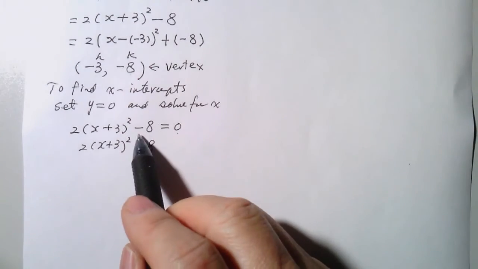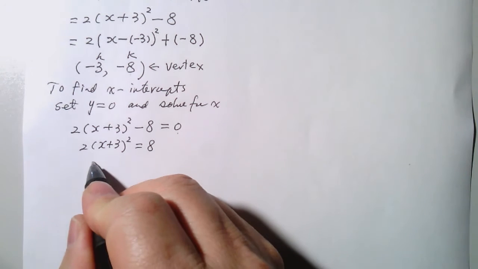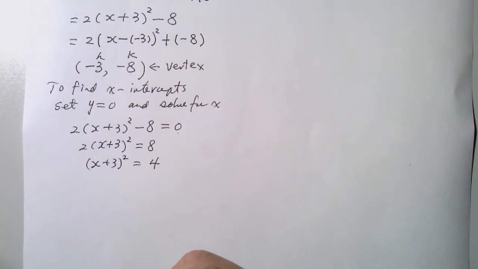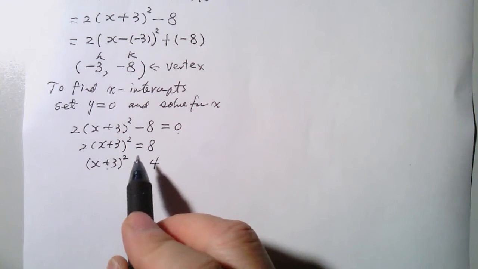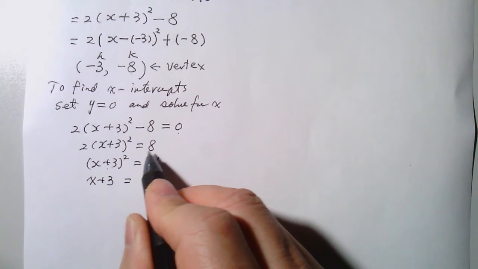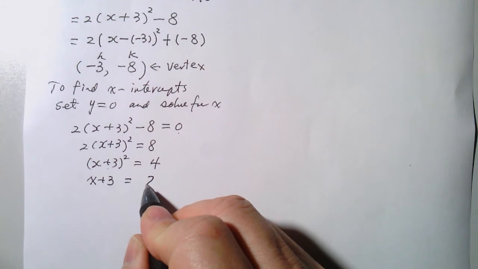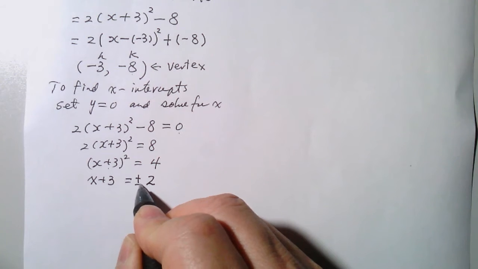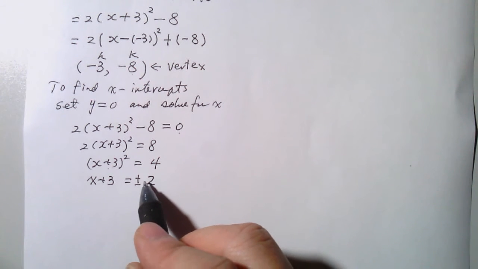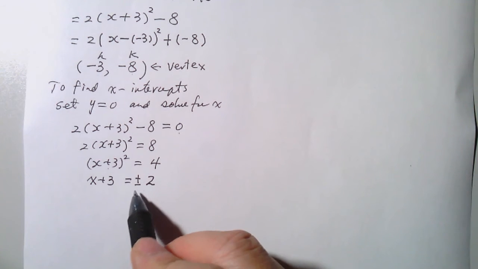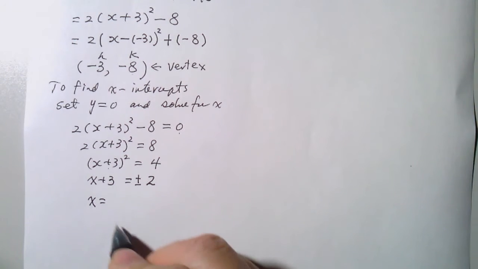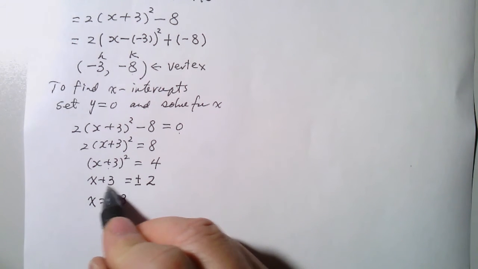So you move 8 to the other side. Divide both sides by 2, so you have 4 there. And then you square root both sides, so you have x plus 3 equal to the square root of 4, which is 2, but remember it should be plus or minus 2. Always remember plus minus there. So here x equals negative 3 plus or minus 2, subtracting 3 from both sides.